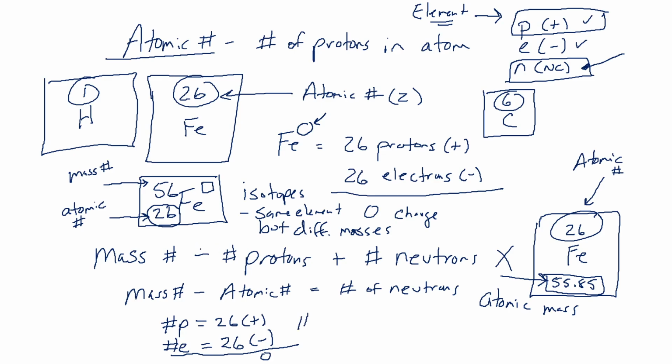Now about my number of neutrons. My number of neutrons here: top number, mass number, 56, minus bottom number, atomic number, 26, is going to give me 30 for the number of neutrons, which basically have no charge. So when you calculate the number of protons, electrons, neutrons, the mass number, or the atomic number, they all typically need to be whole numbers.